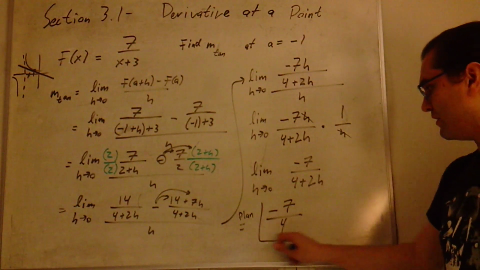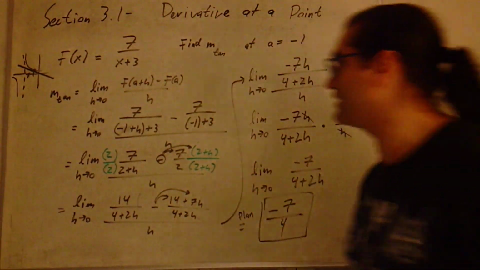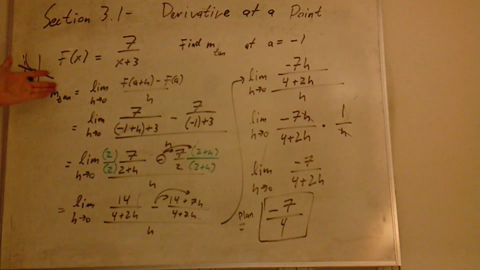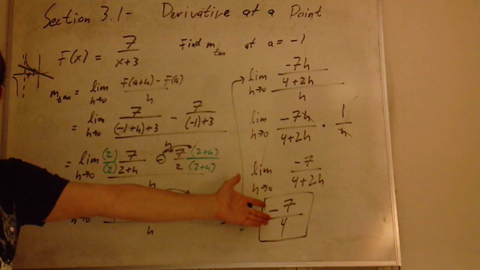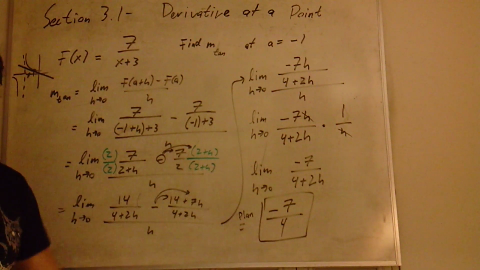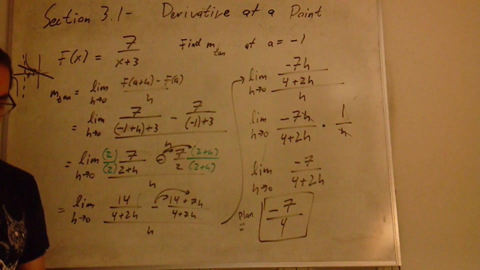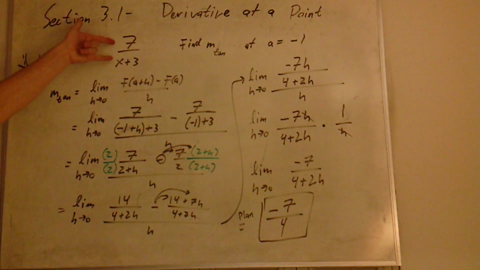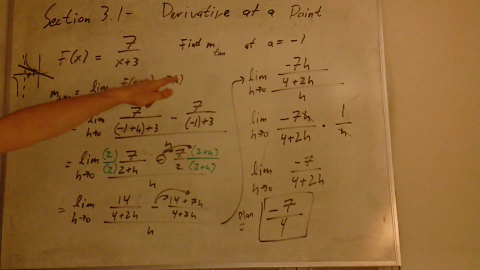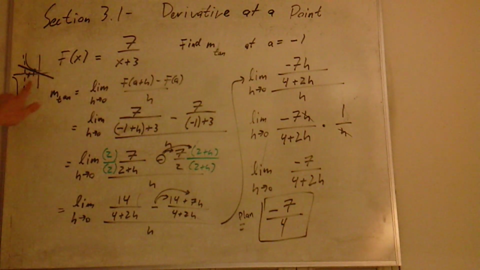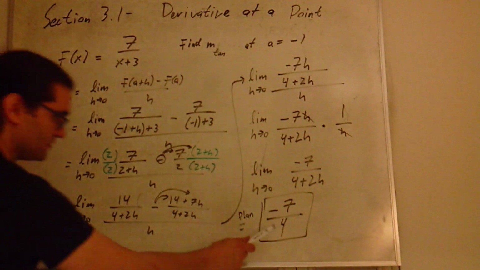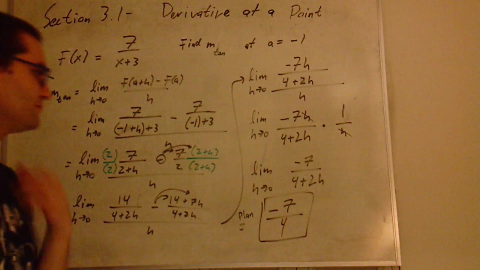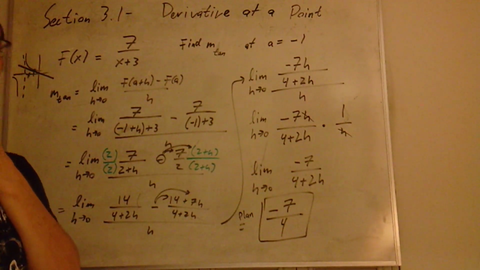So, I was expecting a gentle negative based on this graph, and I got a gentle negative based on all of this math. Checks out. The slope of the tangent line to this rational function when x equals negative 1 is approximately negative 2. A little, not quite negative 2.